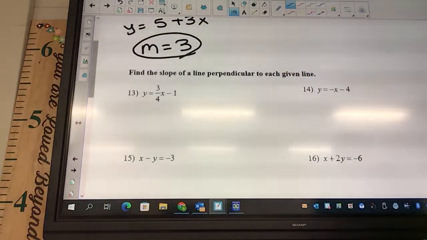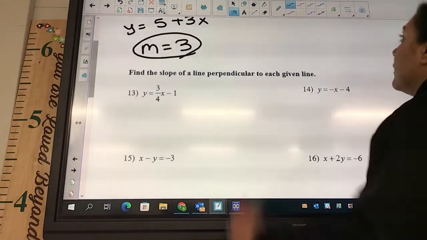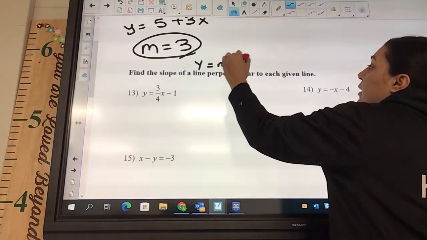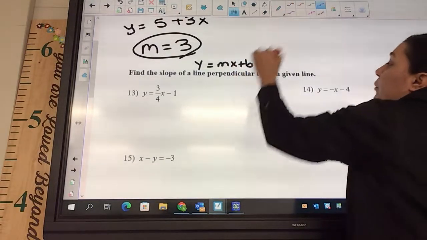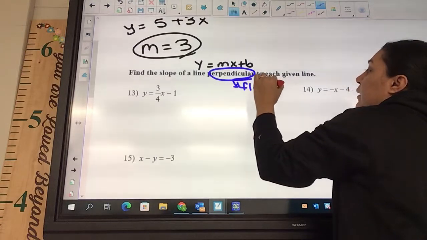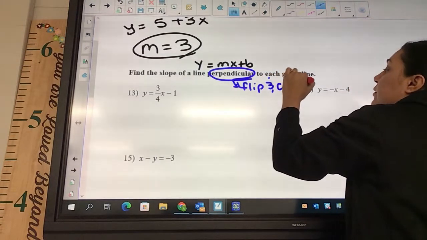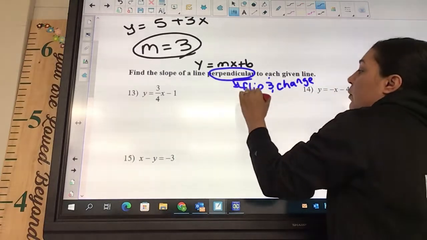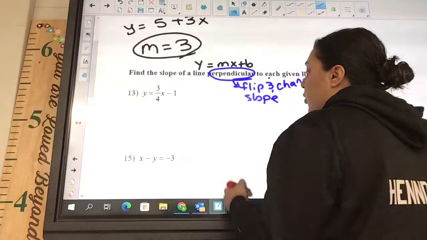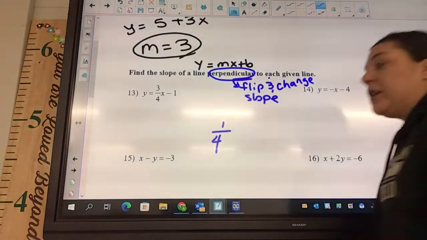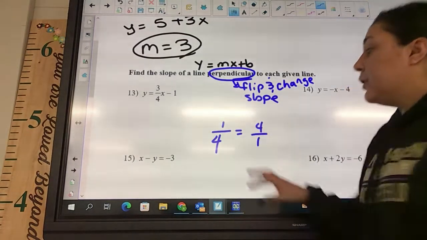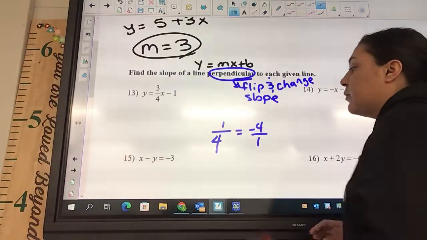Okay, the next one says find the slope of a line that's perpendicular. Same thing, we need all of our stuff to be in this y equals mx plus b form. And then for perpendicular, we have to flip and change the slope. I'm going to do a couple random ones, so don't write it down. If our slope is 1/4, when we're talking perpendicular, you're going to flip it, so it's going to become 4/1, and you're going to change it. This one was positive, meaning that this one should be negative.